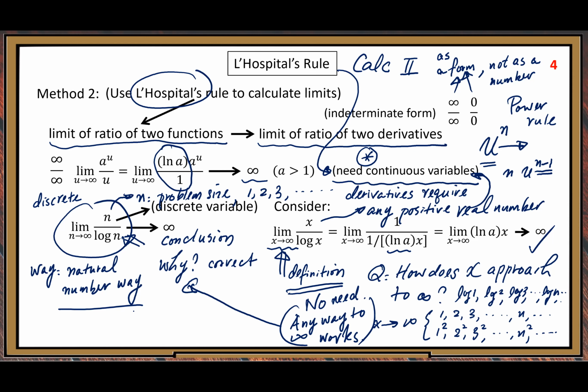So in this way, we get around the discrete variable problem. We get around it, and our logical reasoning is completely rigorous here. No problem, completely rigorous.